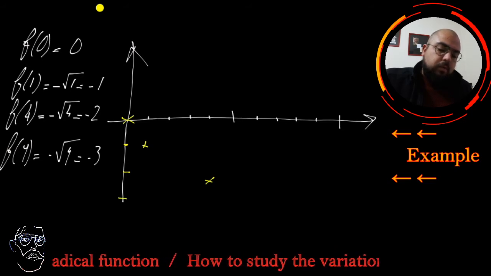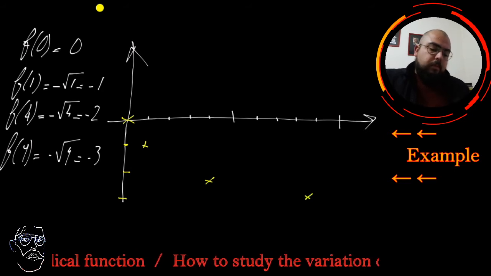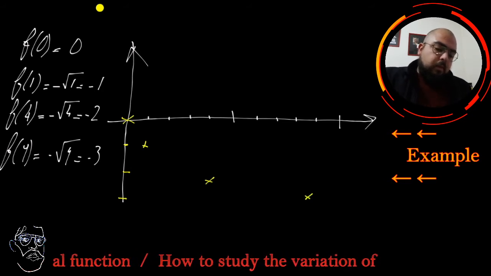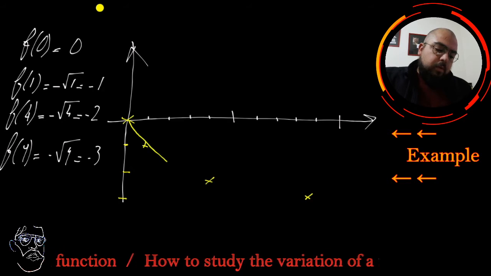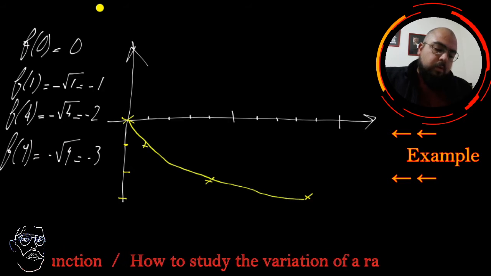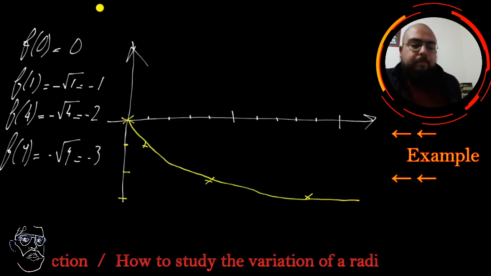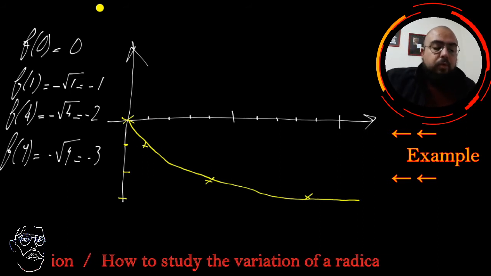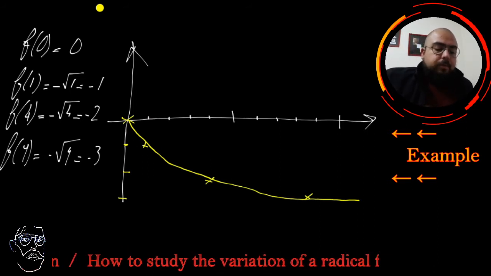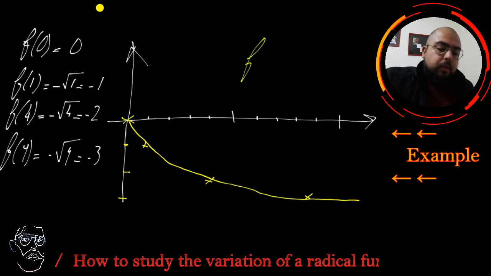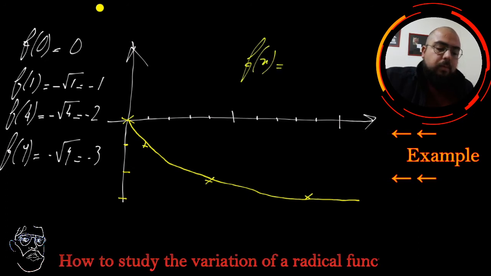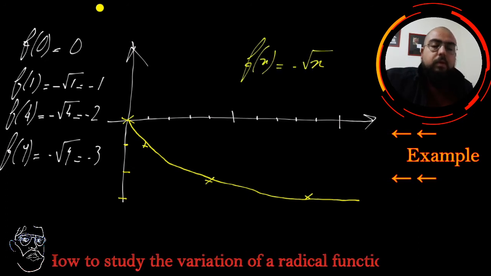So these are the particular points, and this will be my curve. This is how you draw the curve of the function f of x is equal to minus square root of x, negative square root of x.